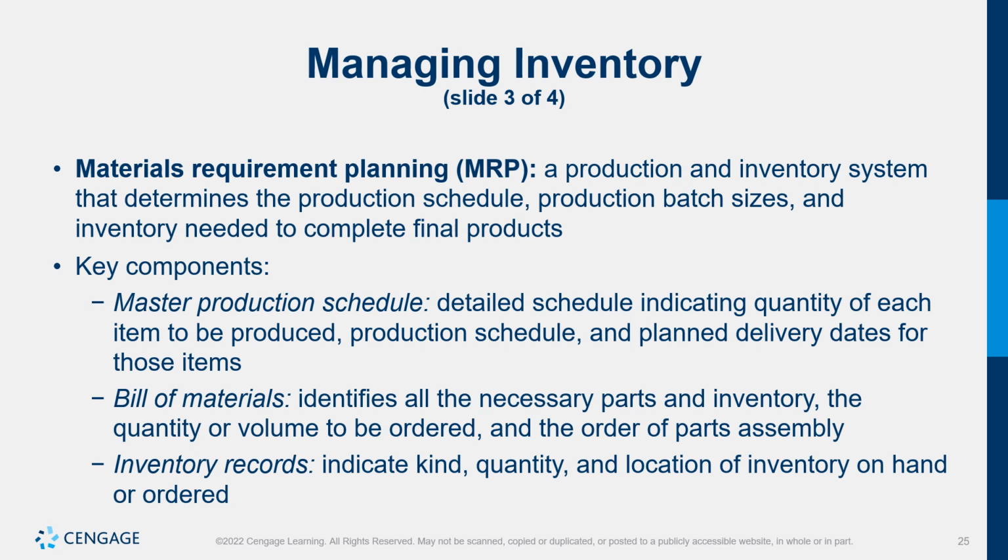Material requirement planning is a production and inventory system that, from beginning to end, precisely determines the production schedule, production batch size, and inventories needed to complete the final product. Key components include a detailed schedule indicating the quantity of each item to be produced, the production schedule, and planned delivery dates for these items. The bill of materials identifies all necessary parts in inventory, the quantity or volume to be ordered, and the order of parts assembly. And inventory records indicate the kind, quantity, and location of inventory on hand or ordered.